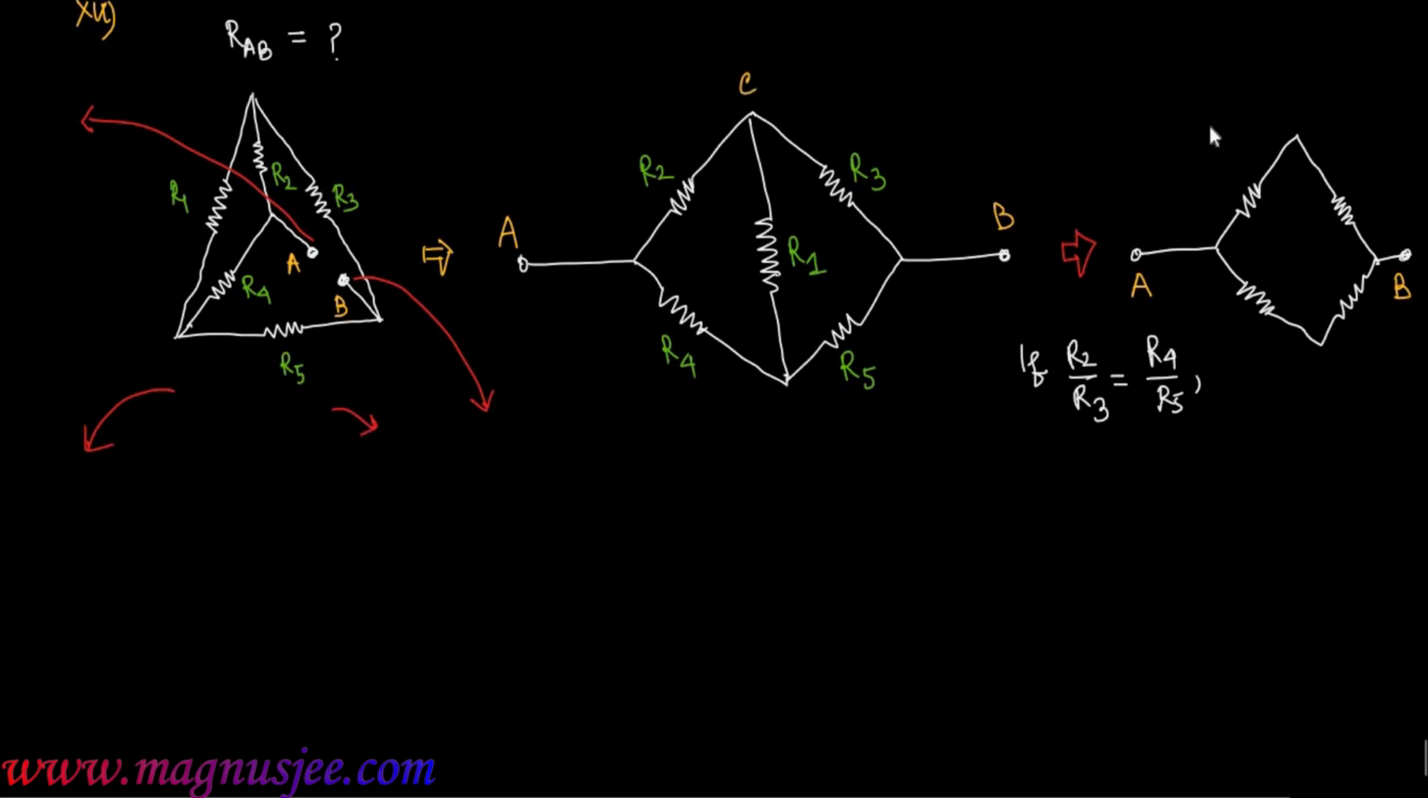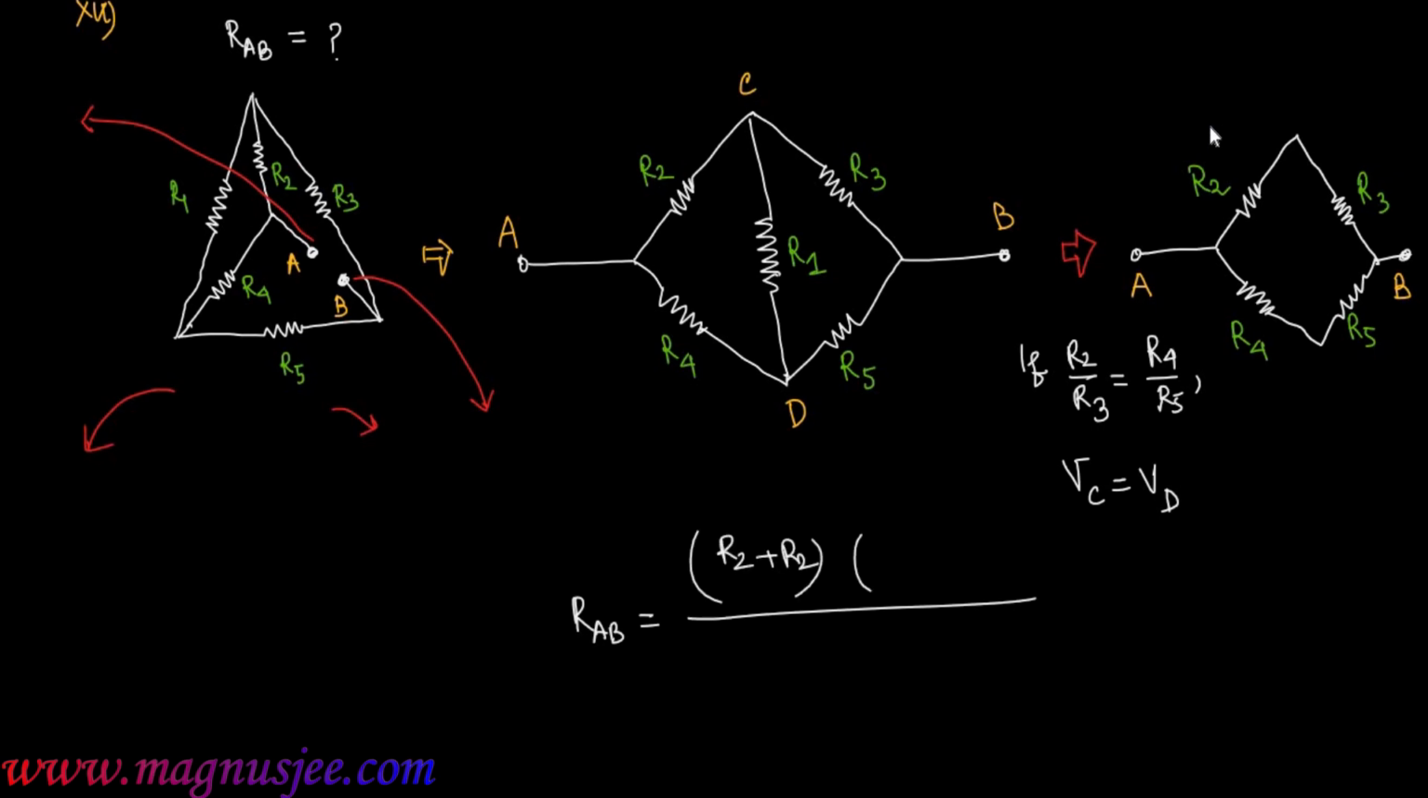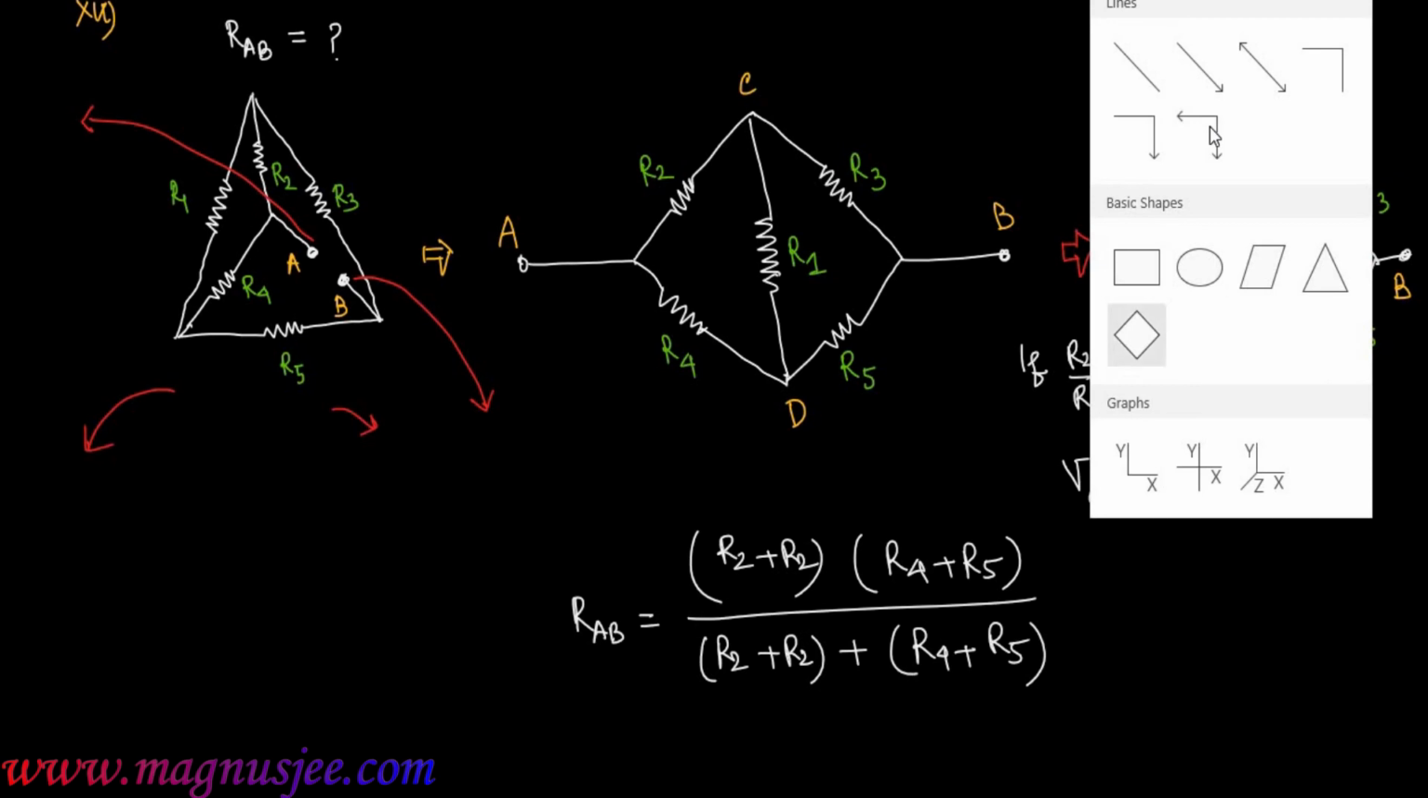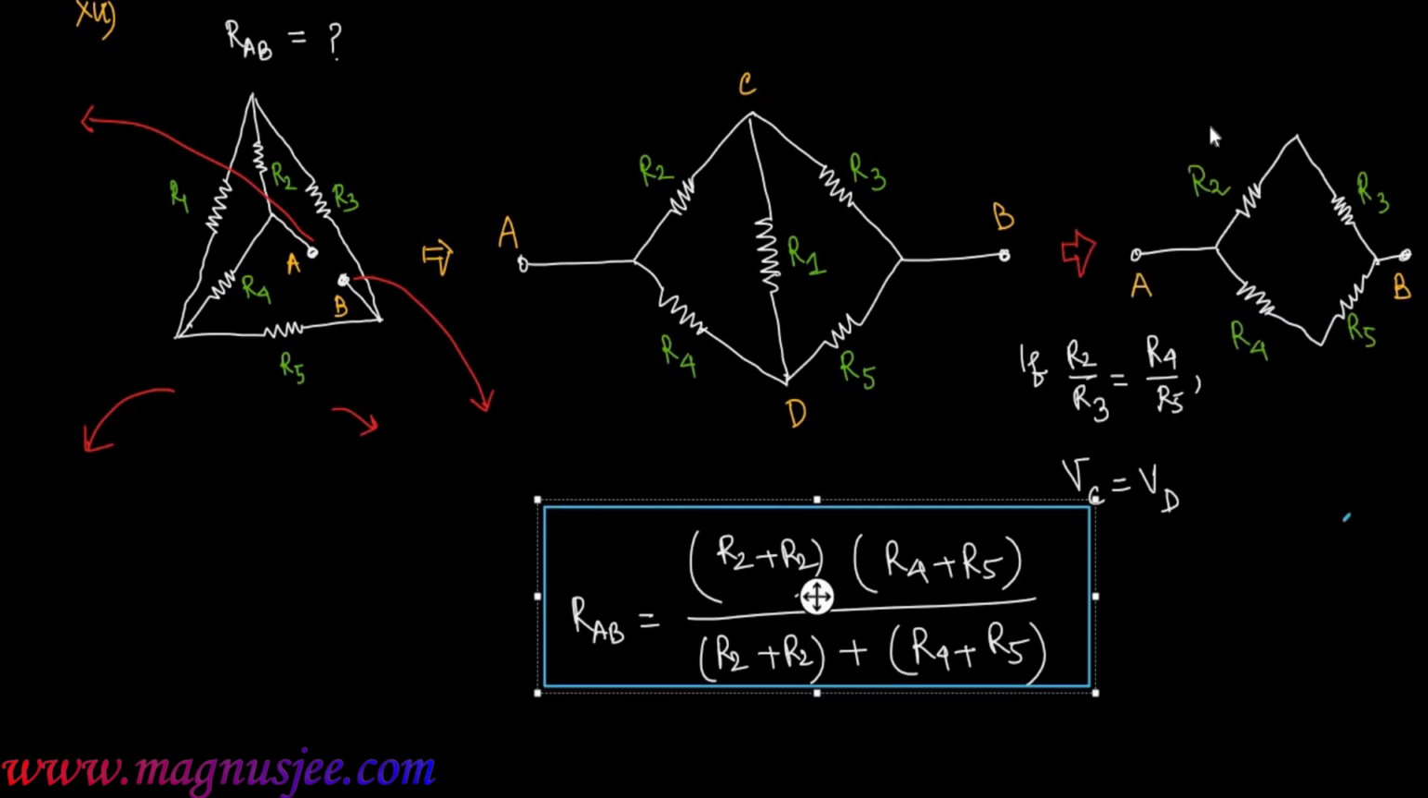If R2 by R3 is equal to R4 by R5, in that case the potential at C and D will be the same, that is VC will be equal to VD. The modified circuit diagram will be this circuit diagram, and the middle resistance R1 can be neglected. The equivalent resistance between A and B will be RAB = [(R2 + R3)(R4 + R5)] / [(R2 + R3) + (R4 + R5)]. RAB is the equivalent resistance between the 2 points A and B.